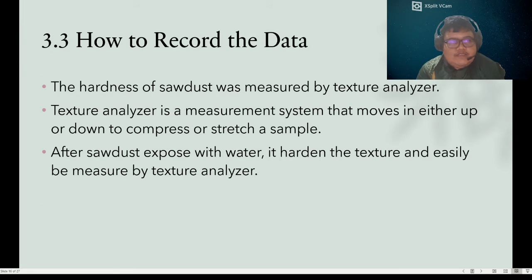Okay, how to record the data? The hardness of the sawdust was measured by using the texture analyzer. A texture analyzer is a measurement system that moves either up or down to compress or stretch the sample. After sawdust is poured with water, it hardens the structure and can easily be measured by the texture analyzer.